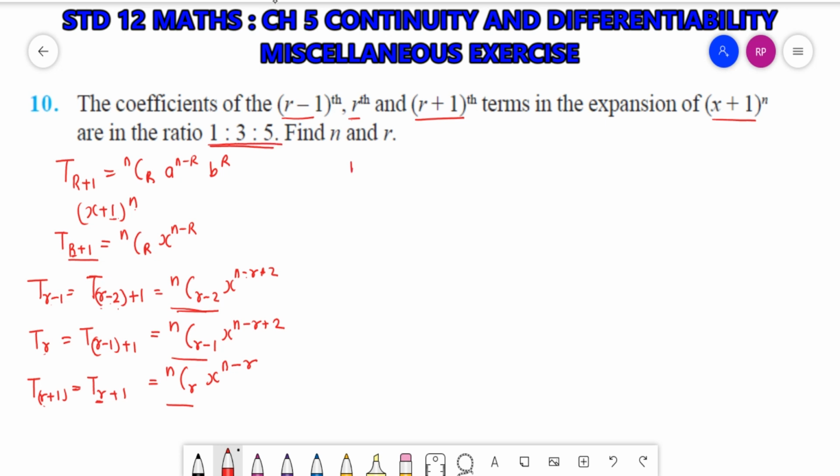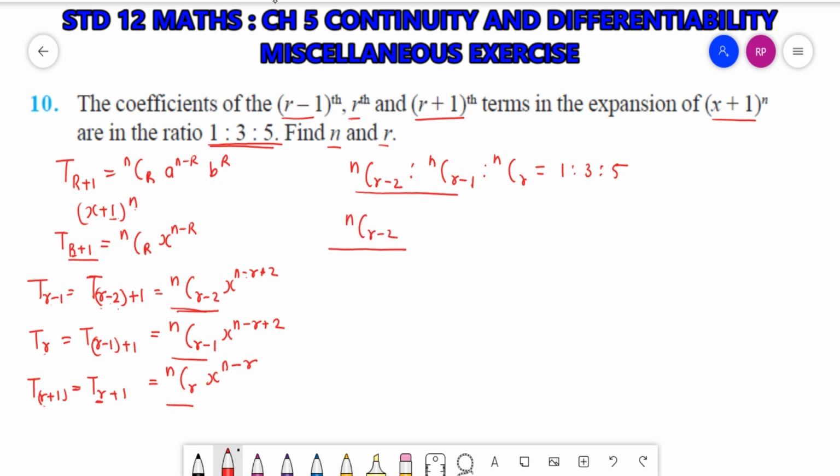That means nCr-2 is to nCr-1 is to nCr is equal to 1 is to 3 is to 5. Now we need to find out n and r. So we'll take this ratio separately. First, these two.